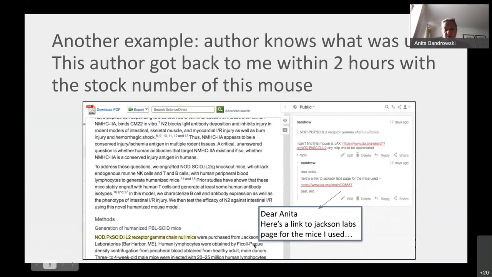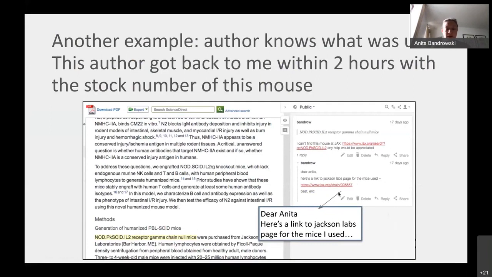So this mouse was purchased from Jackson Laboratories, right? And this is how the authors describe it. The problem is this mouse also does not exist in the Jackson Labs catalog. So there's actually no mouse with this description. But the author actually knows exactly which mouse they used because they have the strain number.